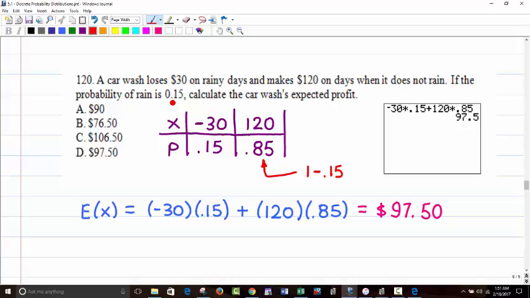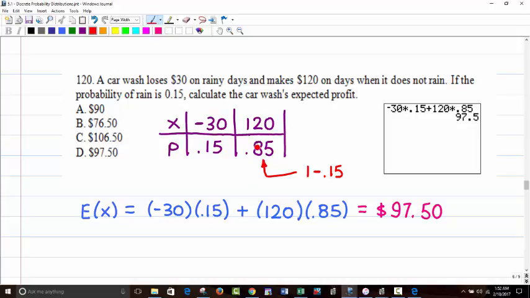Obviously, if there were three outcomes, they could not just give you one probability. They'd have to give you two probabilities. They can always give you one less probability than you need, because you can always do the 1 minus deal. So negative 30, you lose $30 with a 15% chance of rain. And then you make 120, and if it's a 15% chance of rain, it's an 85% chance of not raining.